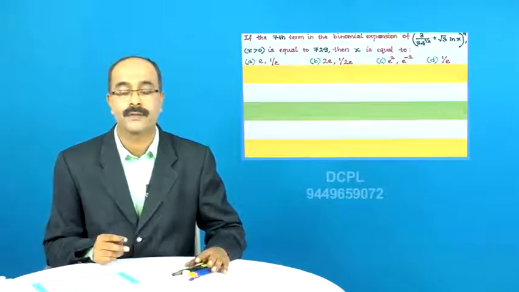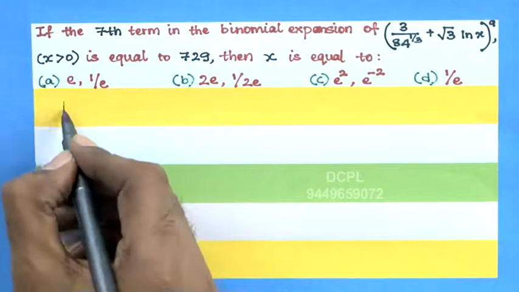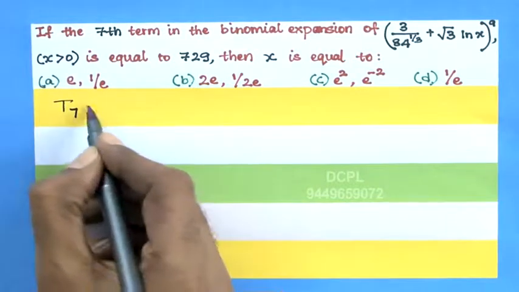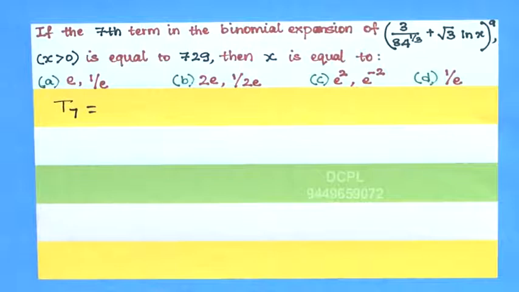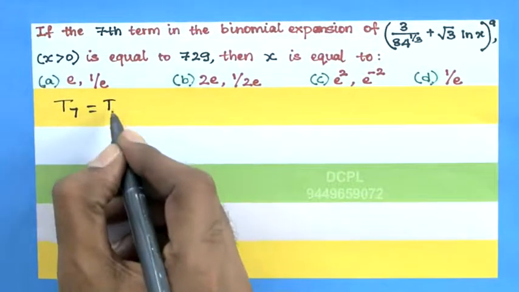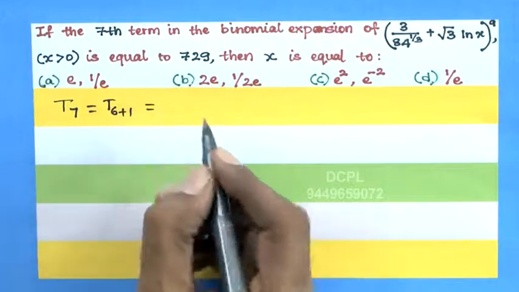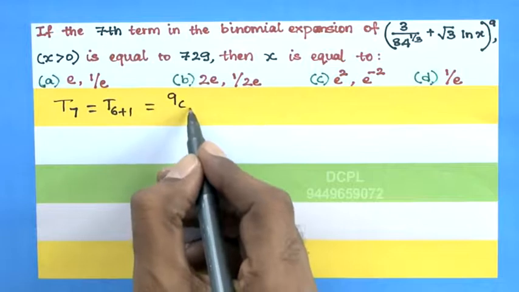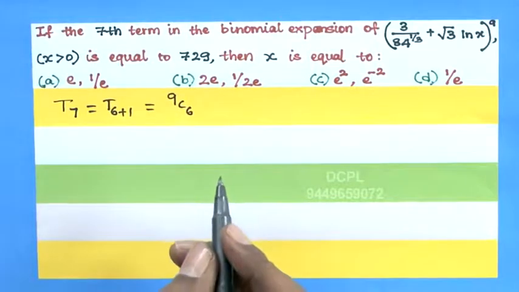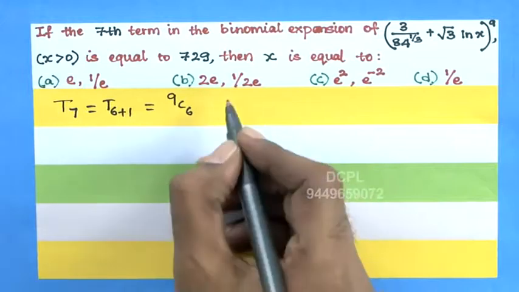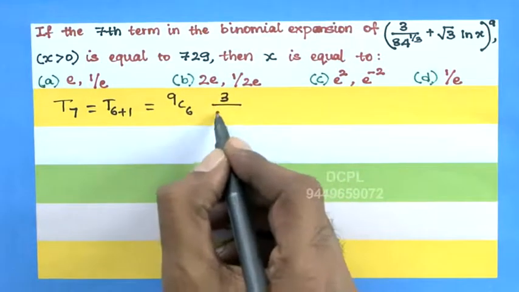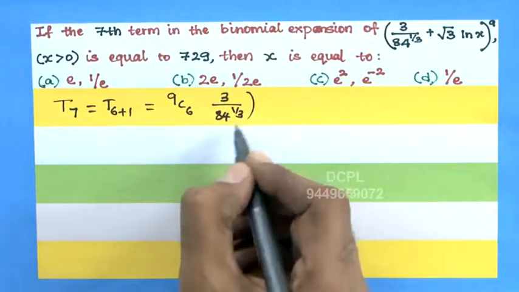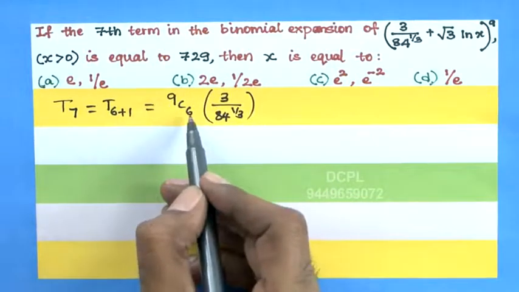First, let us write the seventh term. Look at this. T7 is equal to, what should I write? 9C6. Actually, that is T6 plus 1. Do you agree with me? So nCr, that is 9C6, x power n minus r, y power r. That is (3 by 84) power 1 by 3, power 9 minus 6.